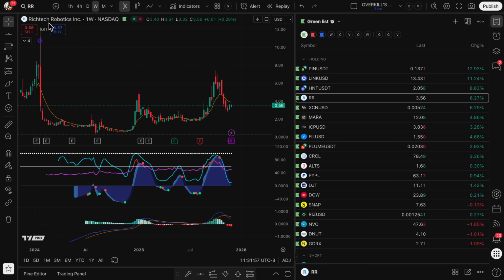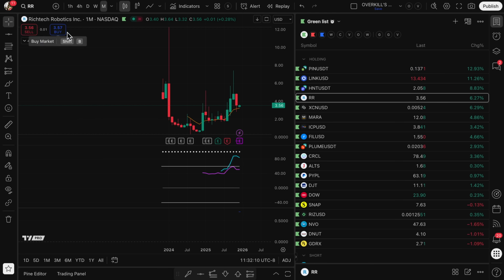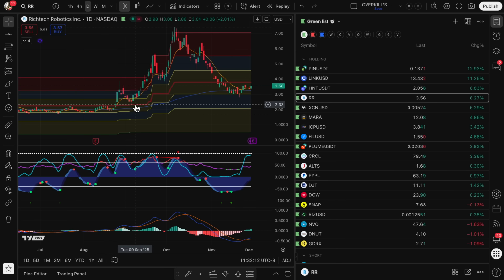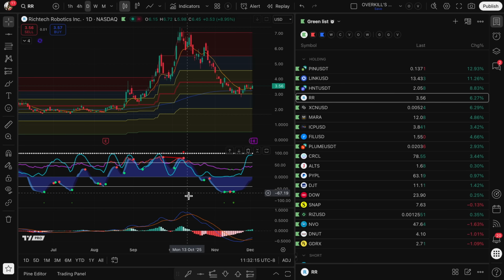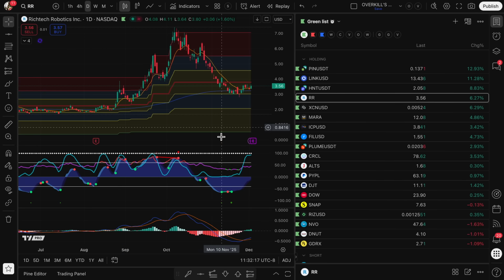I'm more of a long-term holder of this. They make robotics. I think they're going to make the robotics. They're going to replace a lot of the workforce in the next 10 years. $3 stock right now. I think we're early on this one. I'm targeting probably $20 to $30 on this long term, but we're nowhere near sell territory.